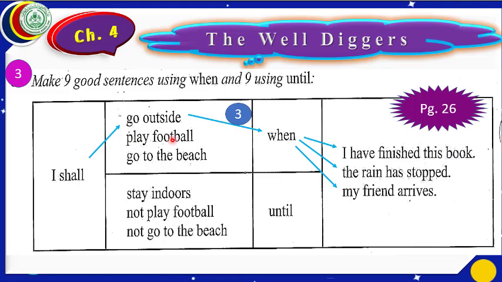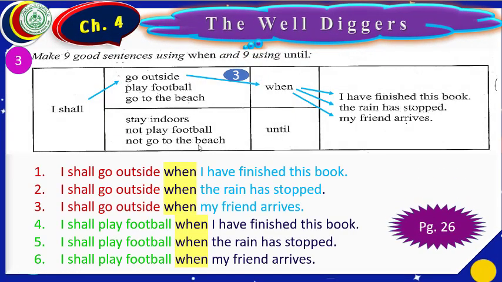In the same way, there will be 3 more sentences by using when with play football. Then there will be 3 more sentences with when by using go to the beach. In this way, there will be 3 by using go outside, 3 by using play football, and 3 by using go to the beach. In this way, we shall make 9 sentences by using when. Let us write them. Dear students, here I have written, I shall go outside, as I told you, and with when we shall make 3 sentences. You can see we have made 3 sentences here.